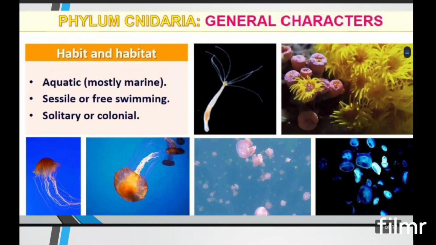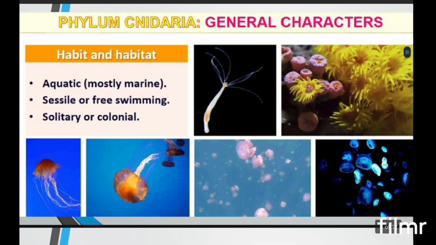Now, if you check their habitat, they are mostly aquatic, and among aquatic, most of them are marine. Cnidaria is otherwise known as Coelenterata. Why this name Coelenterata? Because these organisms have a special gut cavity called the coelenteron. So because of the coelenteron, the name Coelenterata is used. And Cnidaria is used because they have a specialized cell, the Cnidoblast, which we will discuss later.